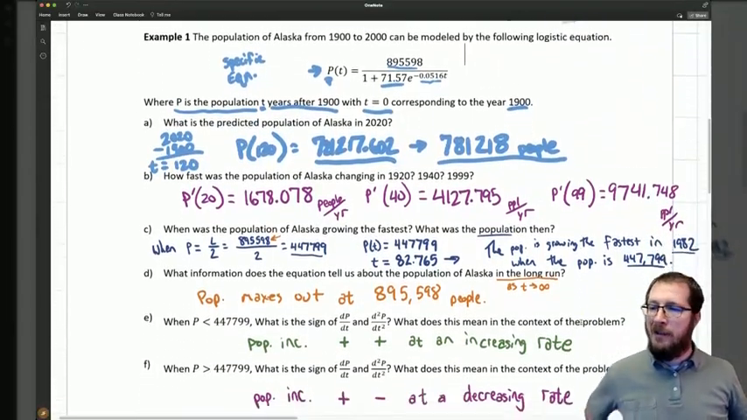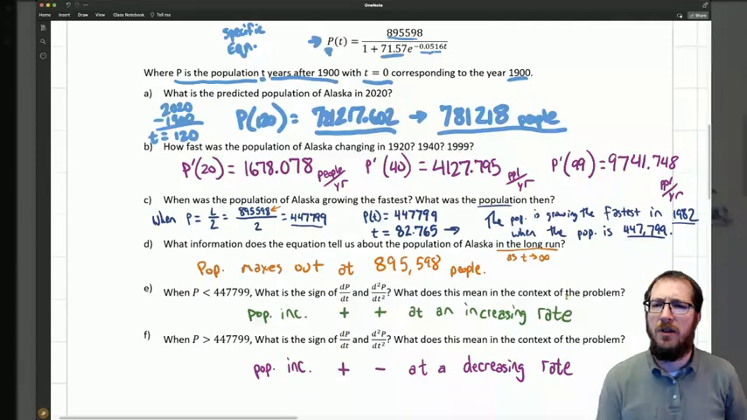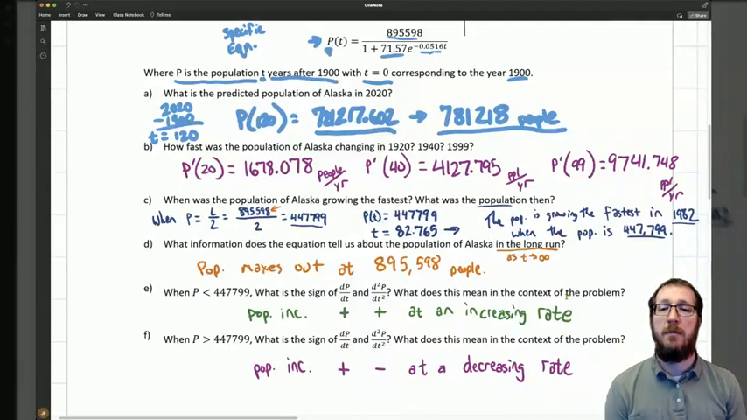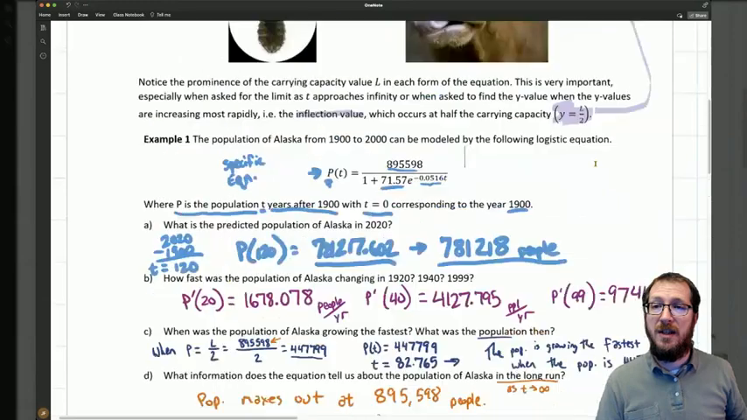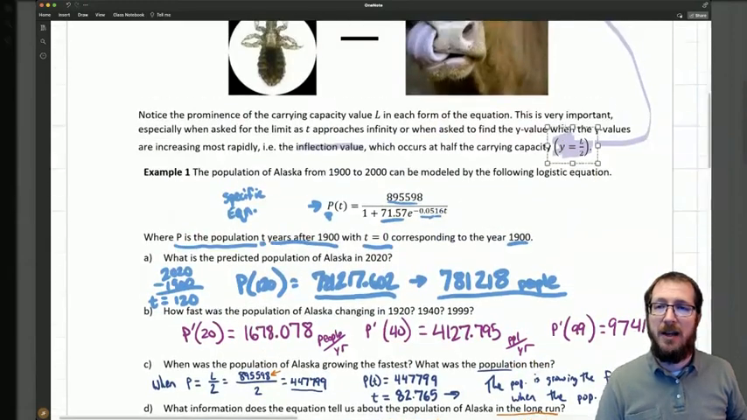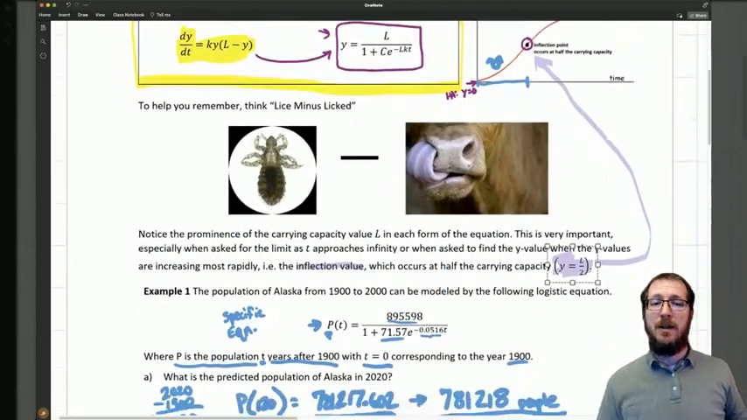All right, part C. All right, lots of parts to this one. When was the population of Alaska growing the fastest? What was the population then? Again, fastest growth rate, what we just set up here, is at half the carrying capacity, at the inflection value. That's when the slope is the steepest. So we need to find that value.